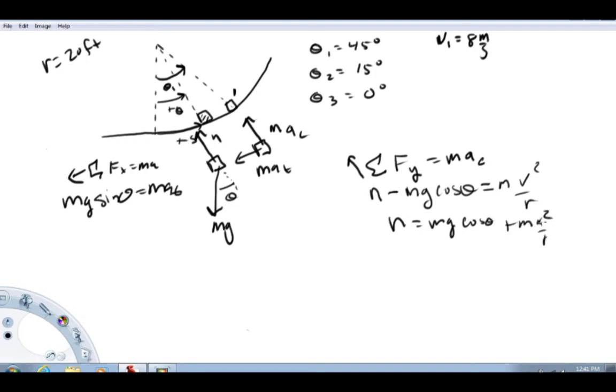Now, this theta that I have chosen is in fact this theta right here. And the normal now I can get as a function of theta, provided that I know the v.